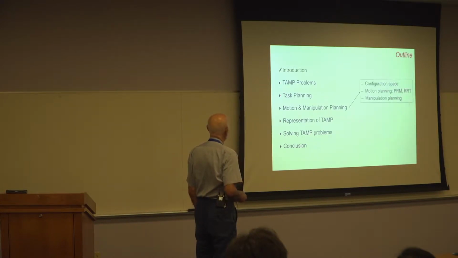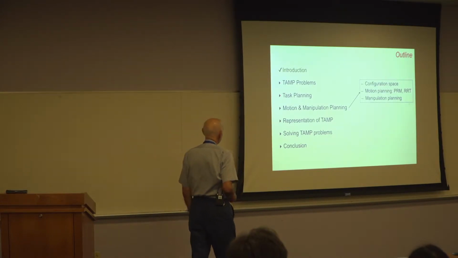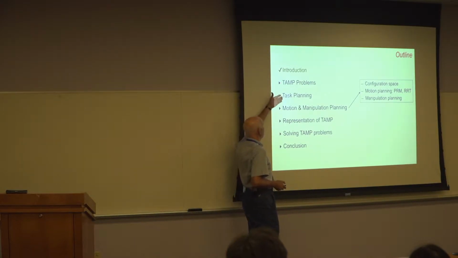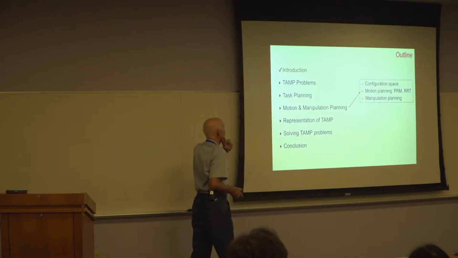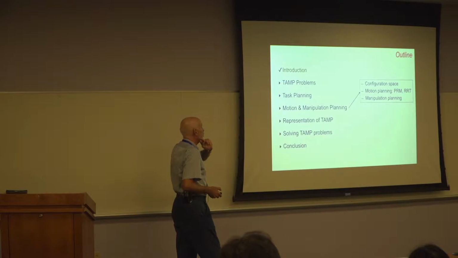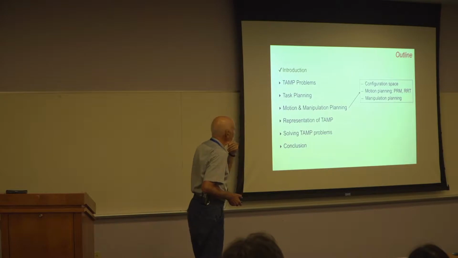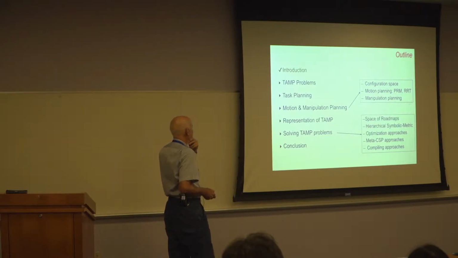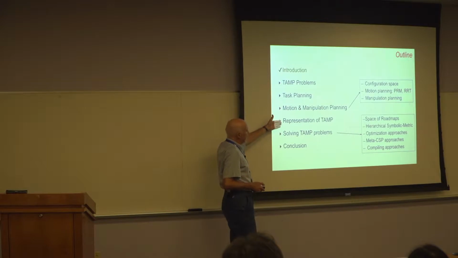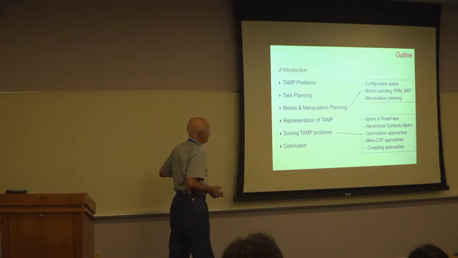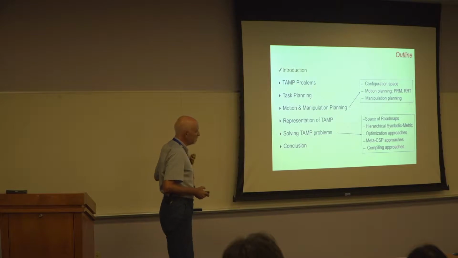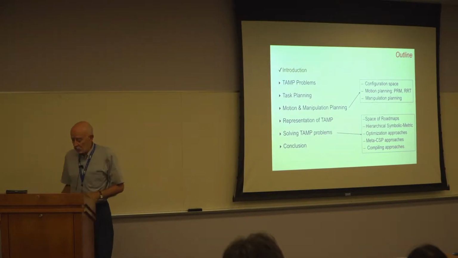So this motivates why it is interesting from a very general viewpoint to tackle integrative problems, and in particular TAMP problems. This is the outline of this tutorial. I'll introduce TAMP problems, say nothing or close to nothing about task planning. I'll present motion and manipulation planning with issues about configuration space, motion planning with PRM and RRT techniques, and manipulation planning. Then I'll present how to represent an integrated task and motion planning problem, and several approaches for solving TAMP problems, and then I'll conclude. It is about 1 hour and a half.